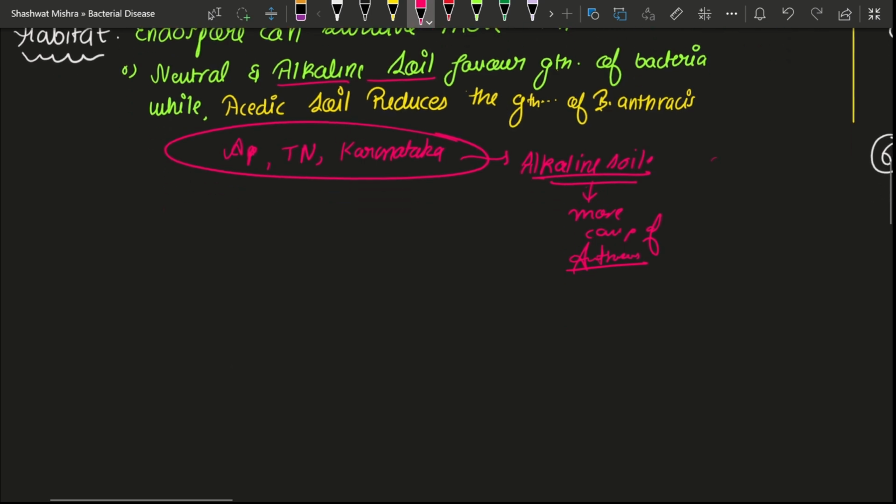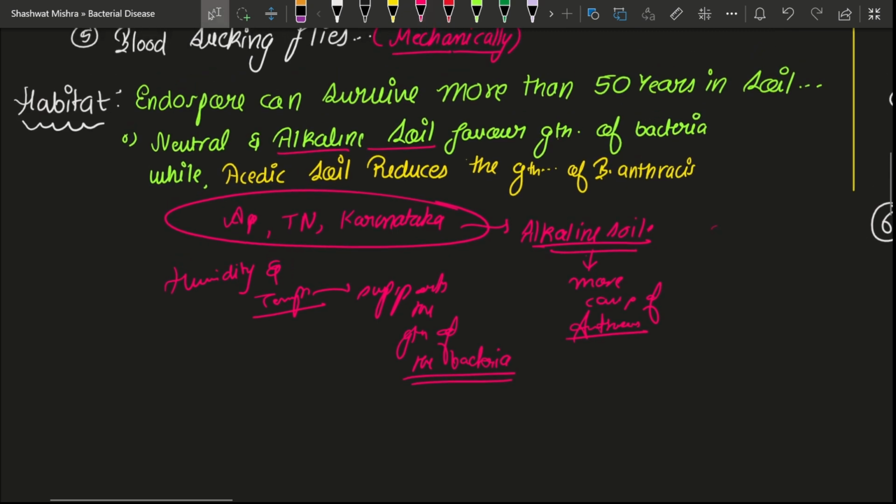Now one more thing, that the humidity and temperature also support the growth of the bacteria, right. We should be aware of that also. The humidity and temperature do play a role in the habitat or the survivability of the bacteria, right. And this bacteria forms endospores and can survive more than 50 years in the soil.